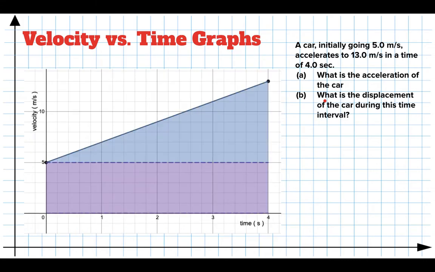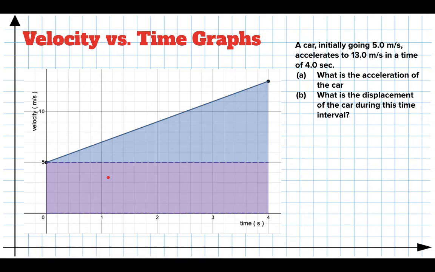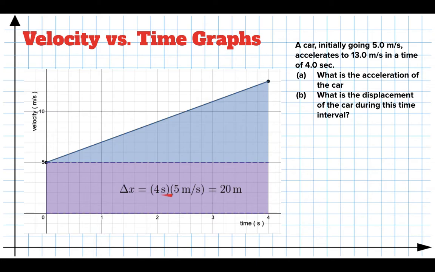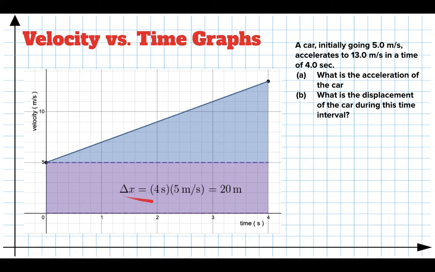Now, how do we find the displacement of the car? To find the displacement of the car, we have to find the area under the graph, which is shaded here. To help you see how to do this, I've shaded it in 2 different colors, a purple region and a blue region. Let's find the area of the purple region first, because that's pretty easy. That's just a rectangle, so it's the base times the height, which is 4 seconds times 5 meters per second. So that's 20 meters. So 20 meters is the area of the purple section.